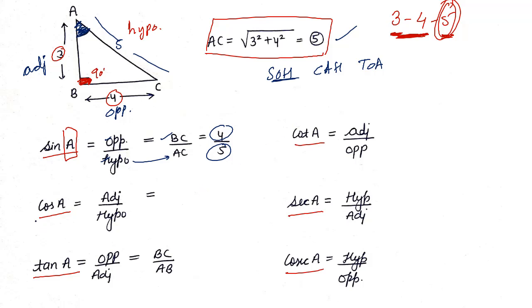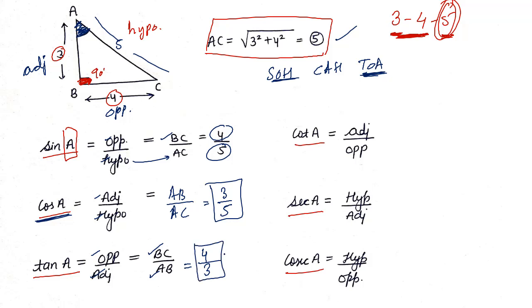Similarly, let's find cos A. Cos is adjacent divided by hypotenuse. The adjacent side is AB and the hypotenuse is AC. The length of AB is 3 and the length of AC is 5, so cos A will be 3 by 5. Then tan A. Tan A is opposite divided by adjacent, TOA. The opposite side is BC and the adjacent side is AB. BC is 4 and AB is 3, so the value of tan A will be 4 by 3.